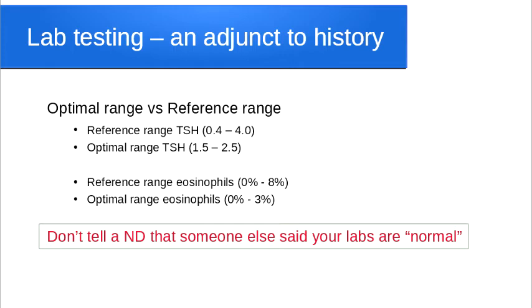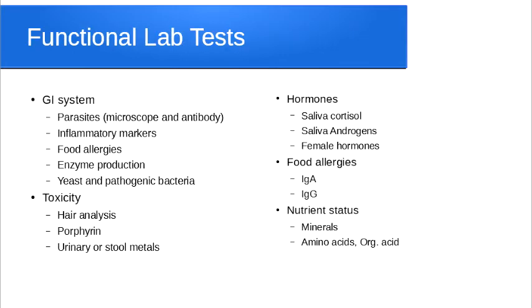Or if we look at eosinophils, that's a type of white blood cell that's elevated with allergies or parasites. The official reference range is 0 to 8%. Optimally, it's less than 3%. So often there's a lot of information just on your conventional labs that you might have been told is normal that's not normal.